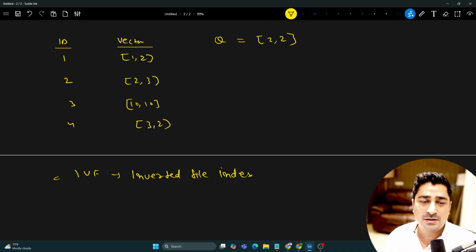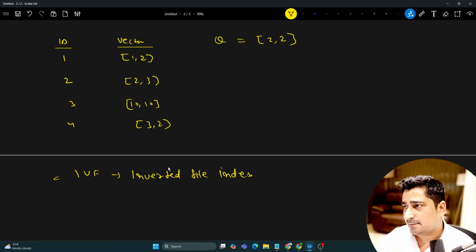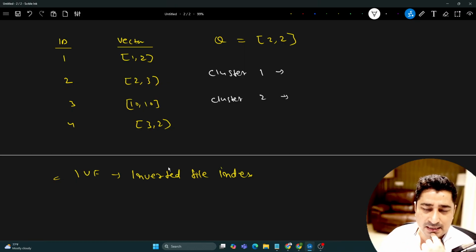Now, how is it going to create this IVF index? It's very simple. Based on similarity, based on clustering, it is going to create the IVF indexes. It is going to keep data together. For example, in this small data set, which has just 4 examples, it is going to create clusters. Let's suppose it creates cluster 1 and cluster 2. So it divides the data into 2 groups, for example. Why we are dividing it, I'll be talking about that as well. So here it is going to divide the data into 2 clusters.